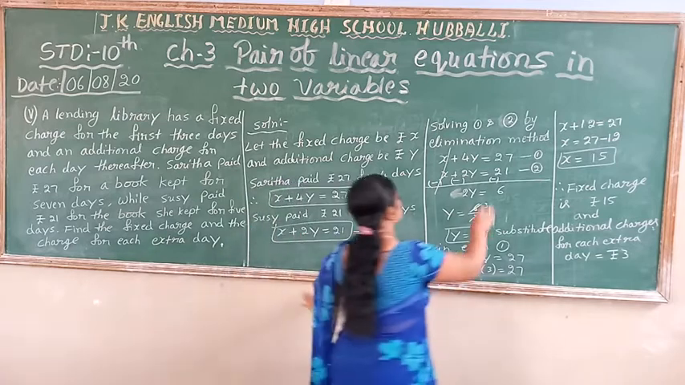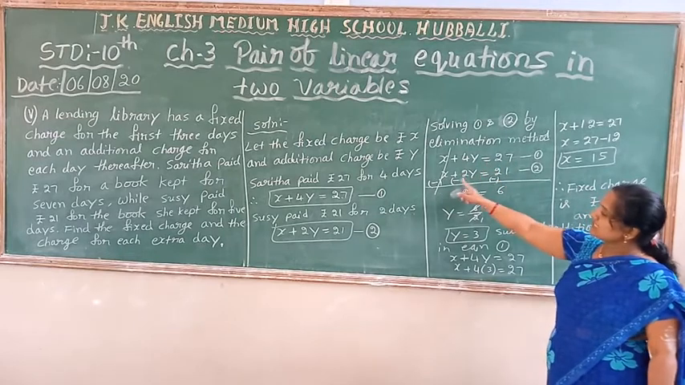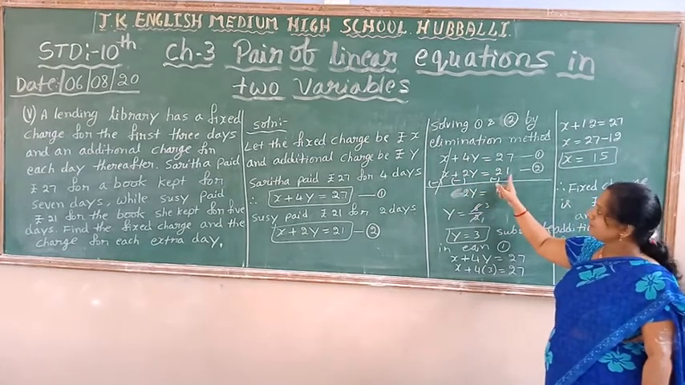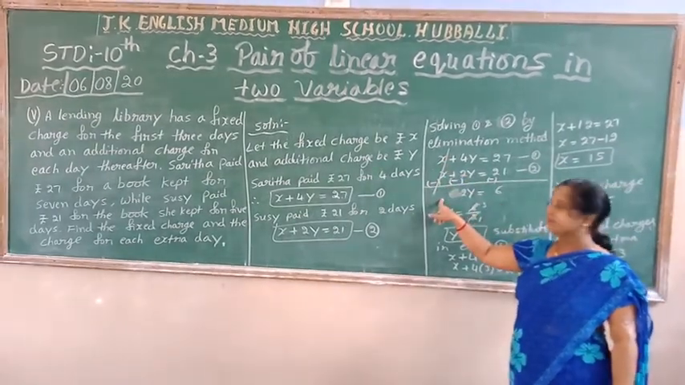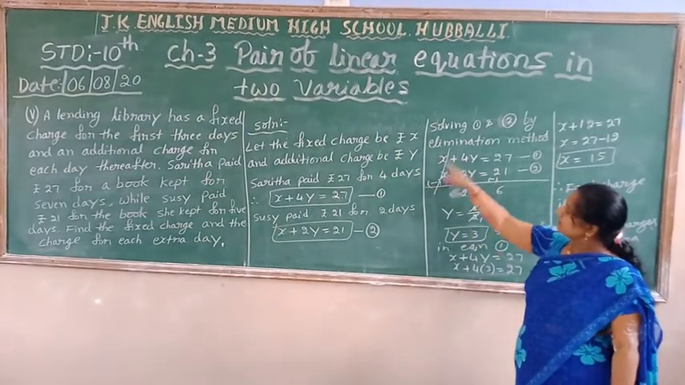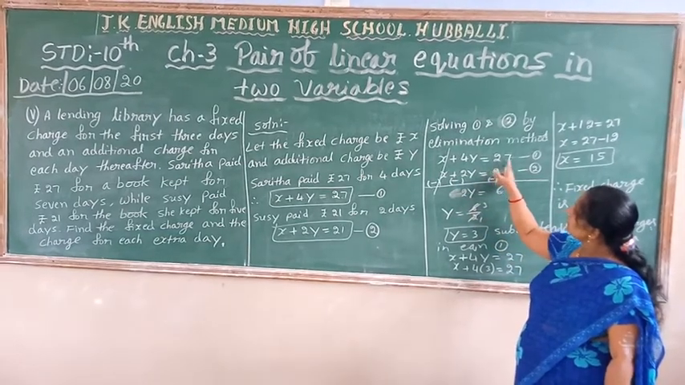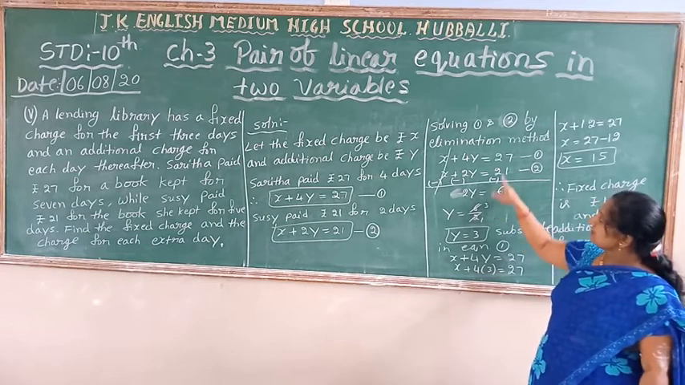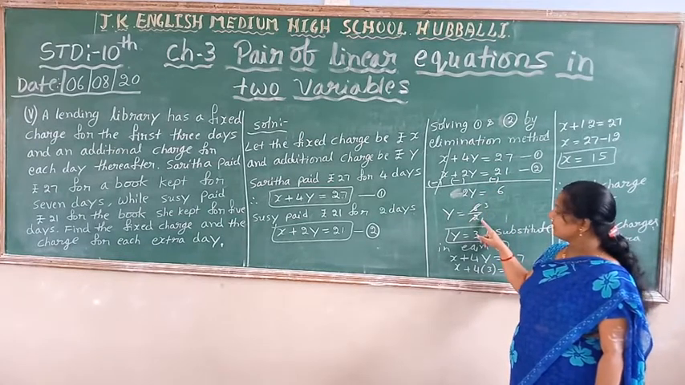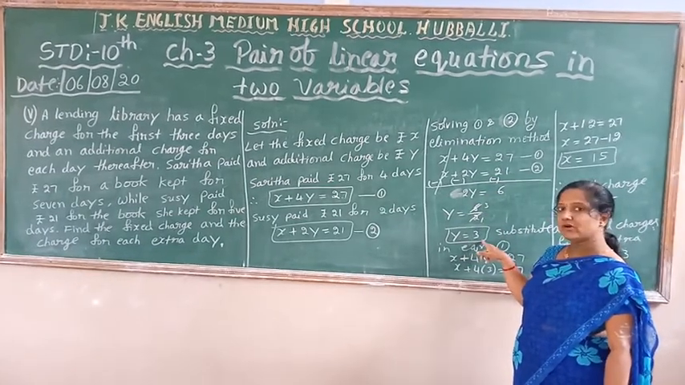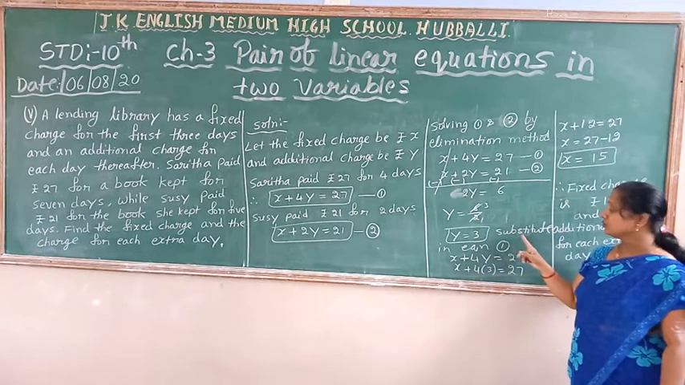So solve equations 1 and 2 by the elimination method. You write both equations: x plus 4y is equal to 27 and x plus 2y is equal to 21. The same variable x is there. If I change the sign of all the terms of this equation, then this variable is going to be eliminated. Then plus 4y minus 2y is plus 2y, is equal to plus 27 minus 21, which is 6. Subtract and take the sign of the bigger number. So 2y is equal to 6, y is equal to 6 by 2. Two threes are six. The y value we got is 3. The y value is nothing but the additional charge per day. So y is equal to 3.